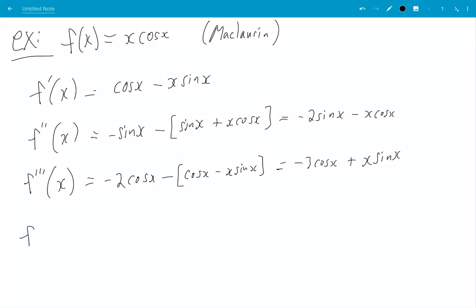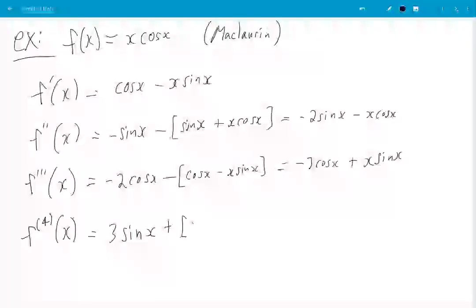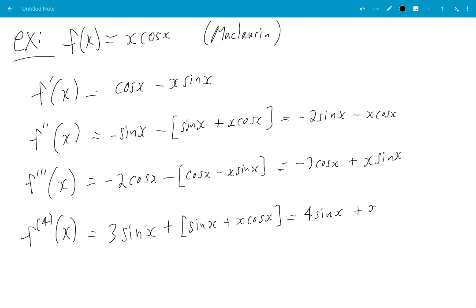Let's do one more. Fourth derivative is 3 sine x plus product rule, equals 4 sine x plus x cos x.